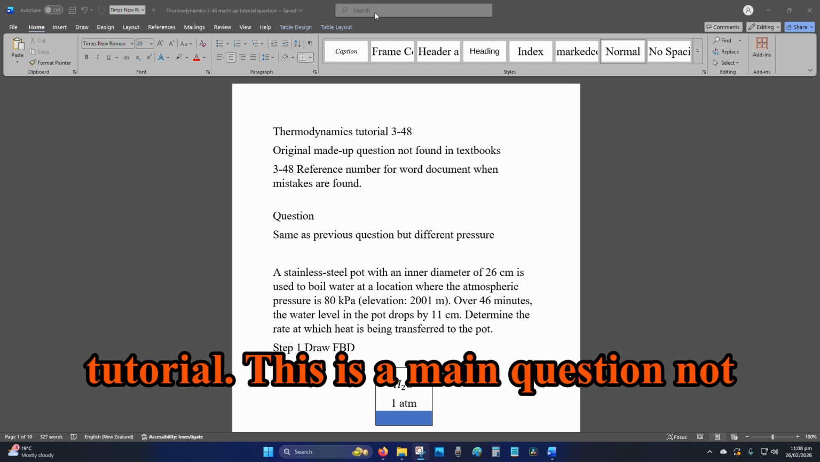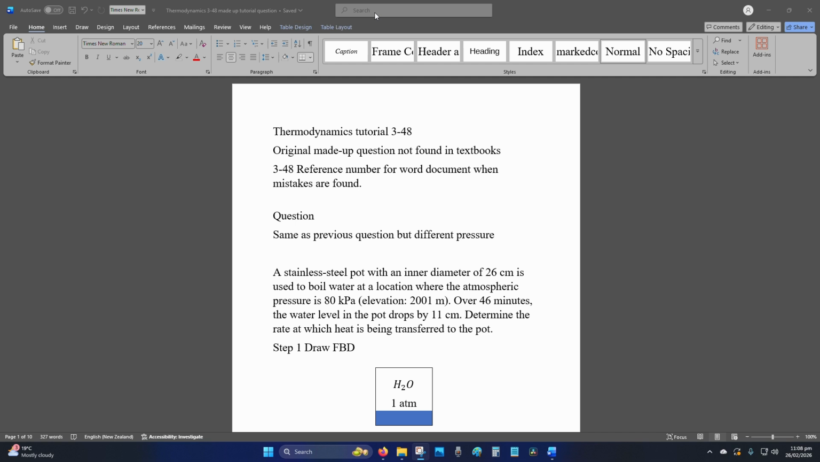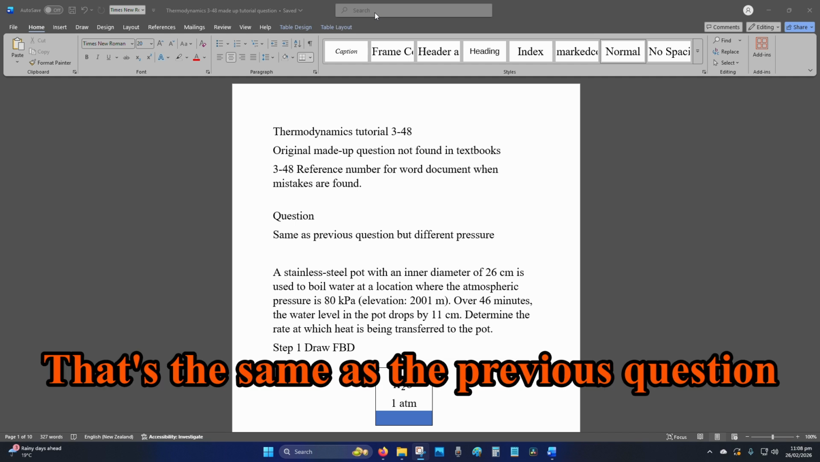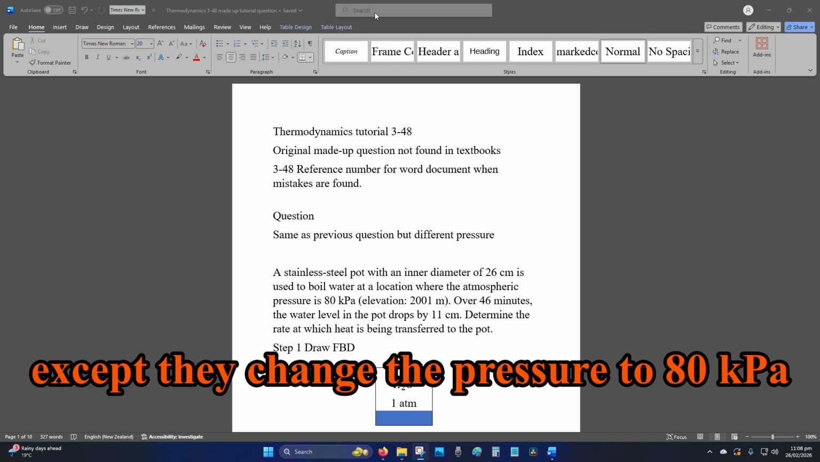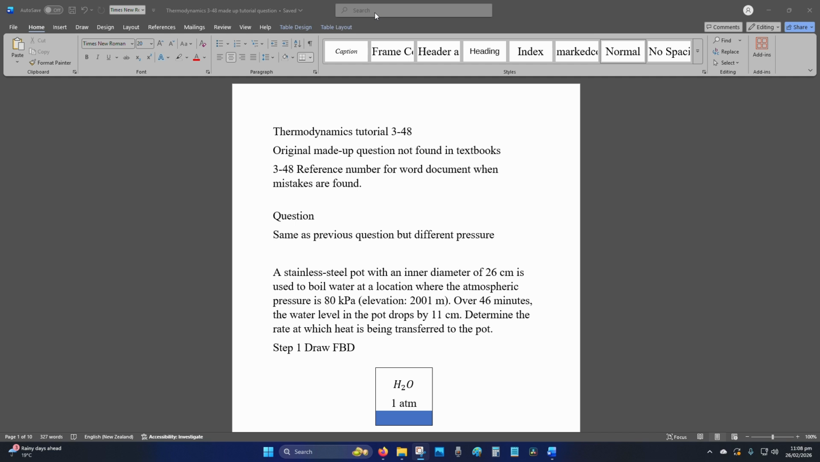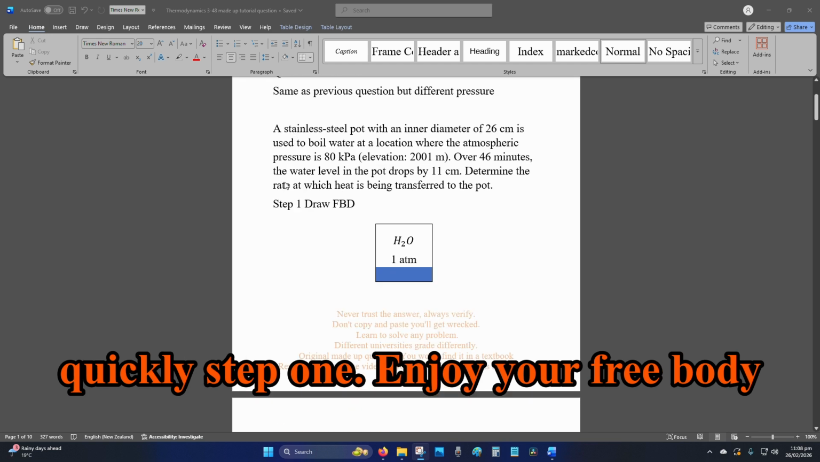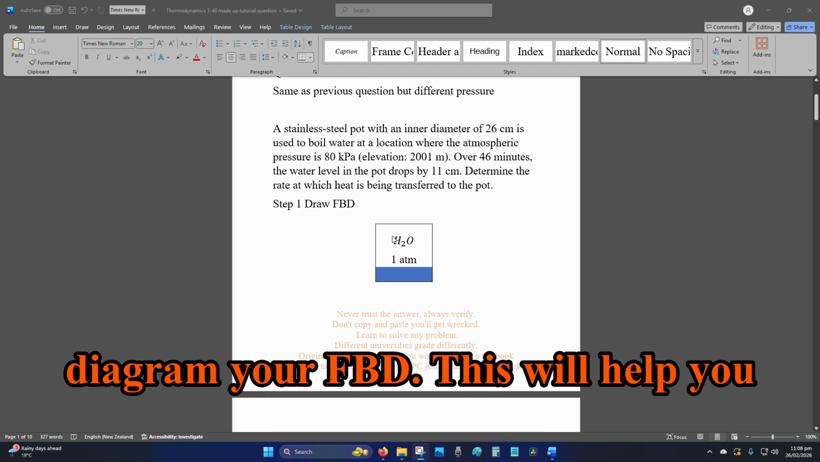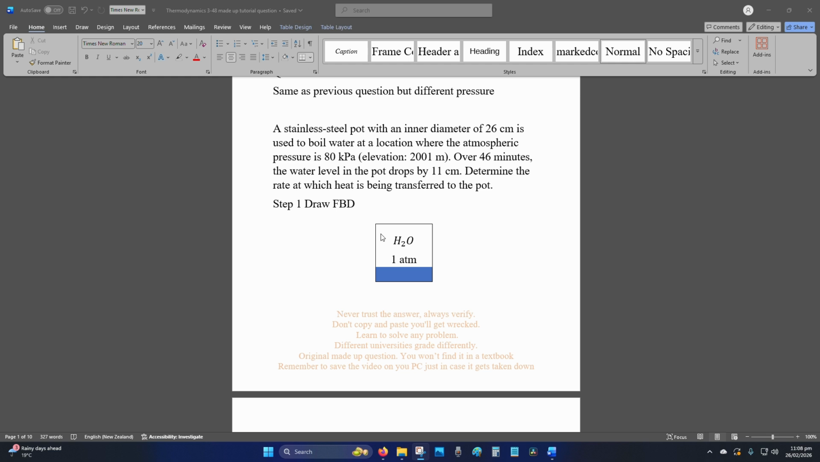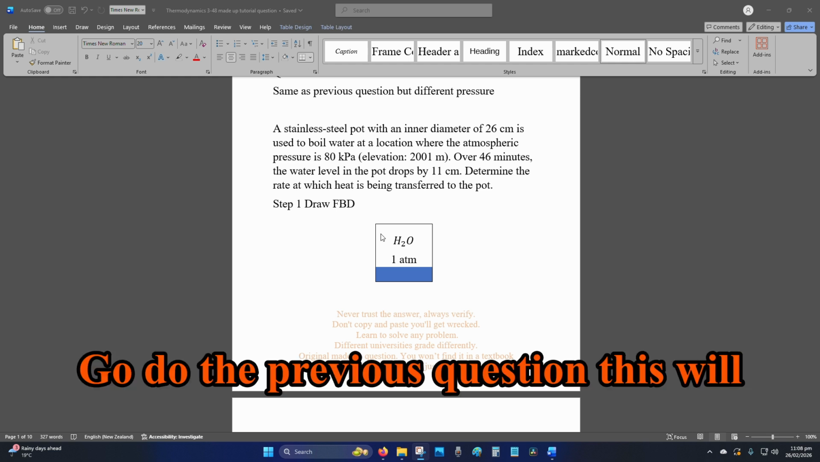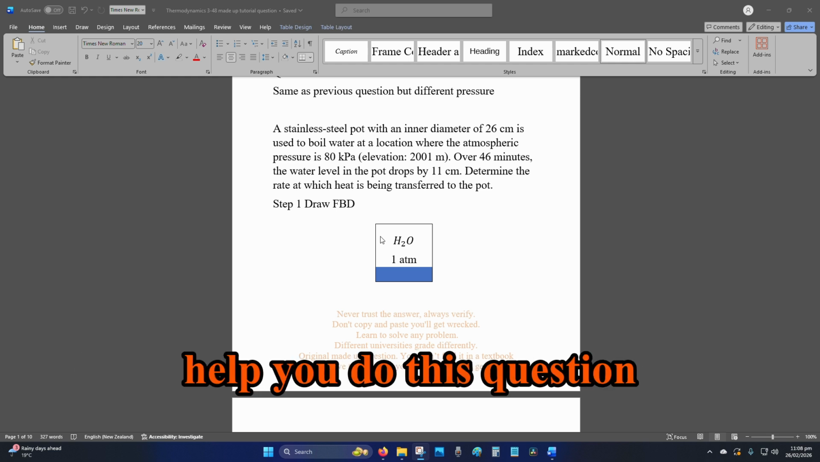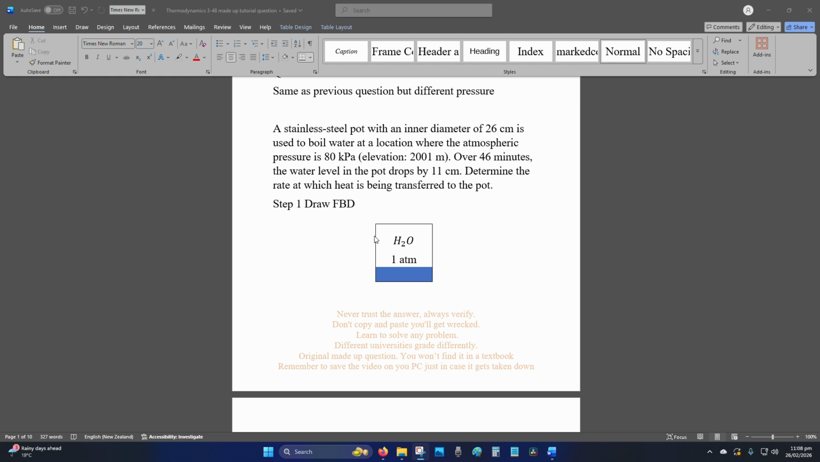This is a made-up question not found in your textbook. It's the same as the previous question, except they changed the pressure to 80 kPa. Everything else is the same, so we're going to go through it pretty quickly. Step 1, draw your free body diagram, your FBD. This will help you visualize the problem. Go do the previous question. This will help you do this question.